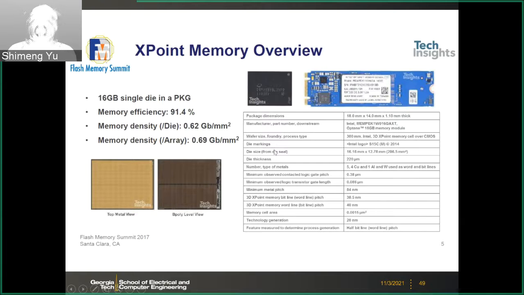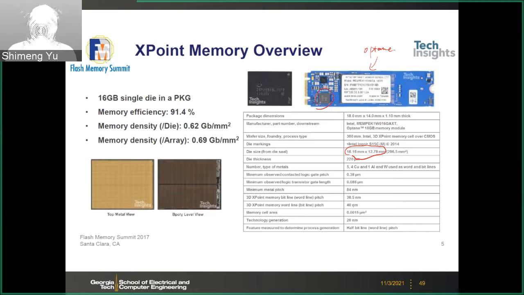And there are details in this table. So basically, they buy a high-end SSD, the Optane by Intel, and then they take the chip out, cut it, and examine what's inside. And here are some details. For example, this is the die size, and what else?